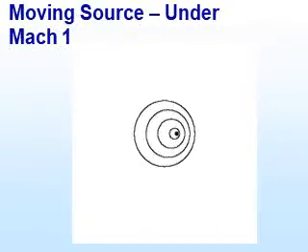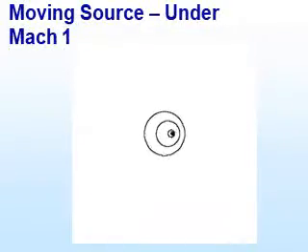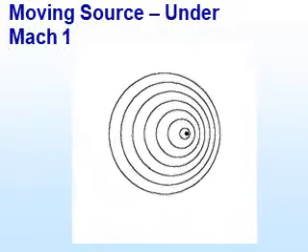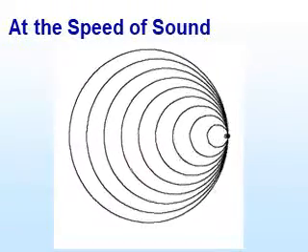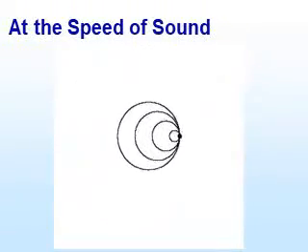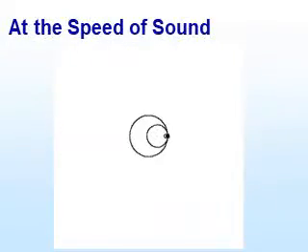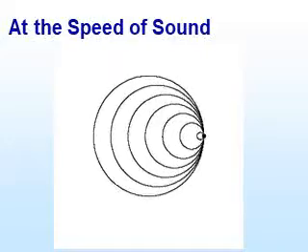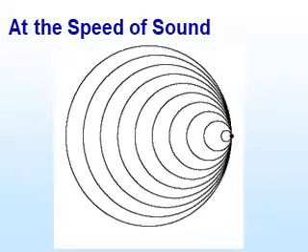Now this object isn't moving all that fast. It's under Mach 1, and the Mach number of something is basically how its speed compares to the speed of sound. So what if we speed up? Now we're moving at the speed of sound. This is Mach 1. And you can see that this source of sound is keeping up with the sound waves that it has already created, which means you won't hear it until it's right there next to you, and then you're going to hear a whole bunch of sound all at once with a very high frequency, because basically all those waves are going to come in almost all at once.